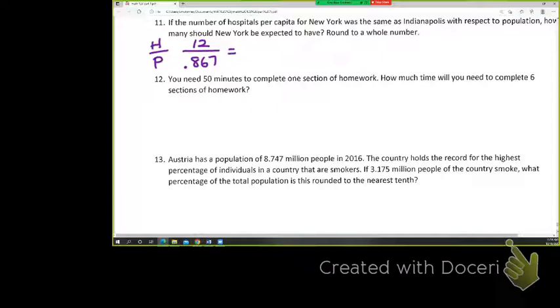And then x for New York. Don't use New York's actual hospital population, but use New York's population. And notice for both of them, you could use the actual numbers, or if you just chop the word million off of Indianapolis and New York, you could use what I have currently. Do you see where I'm going with that?